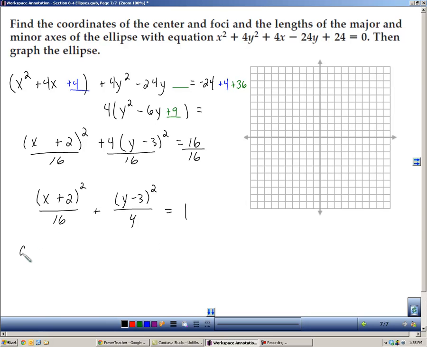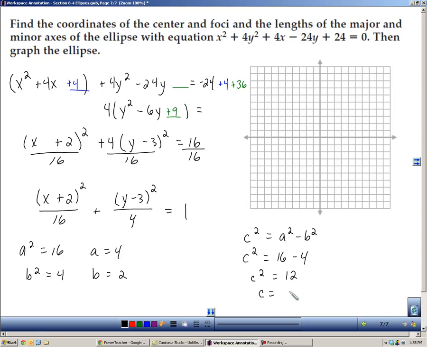So now I can see that my a squared is 16, which means my a is 4. I can see that my b squared is 4, which means my b is 2. Using my relationship c squared equals a squared minus b squared, I can find out what c is. So a squared is 16, b squared is 4. So c squared is 12, which we take the square root again, and it's going to be 2 root 3 when we simplify that.